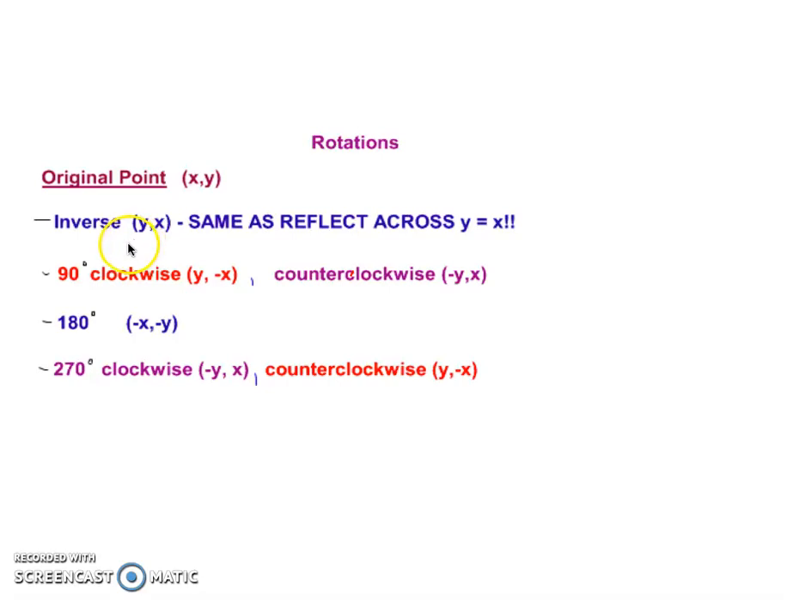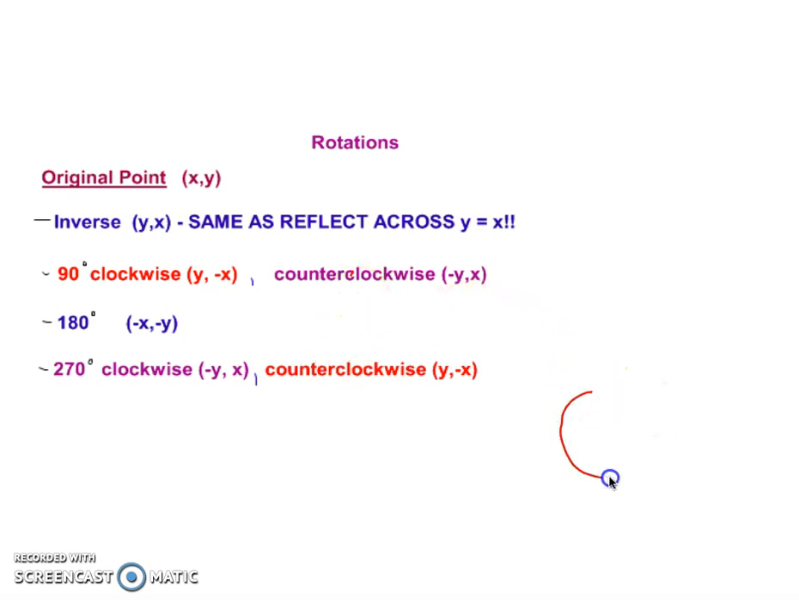This video is on the transformation rotations. When we rotate an object, we change the coordinates around. So if you notice here, we have inverse, 90 degrees clockwise, 180 degrees, 270 degrees clockwise versus counterclockwise. Notice these coordinates are just rearranged. So a couple of things to think about.